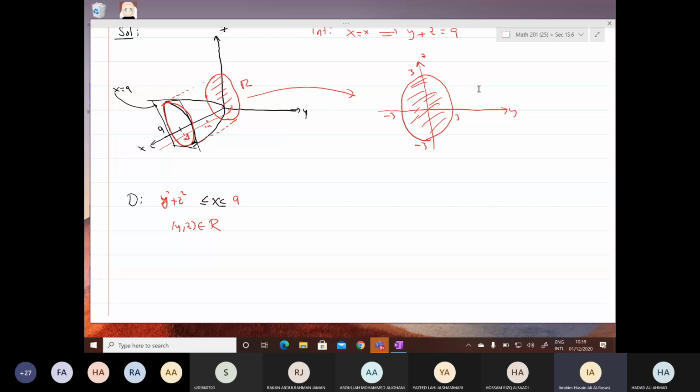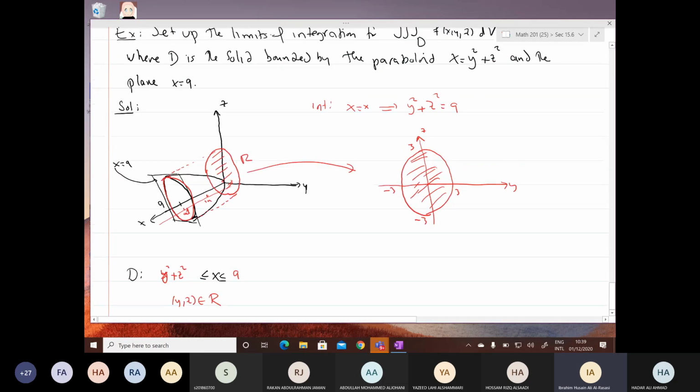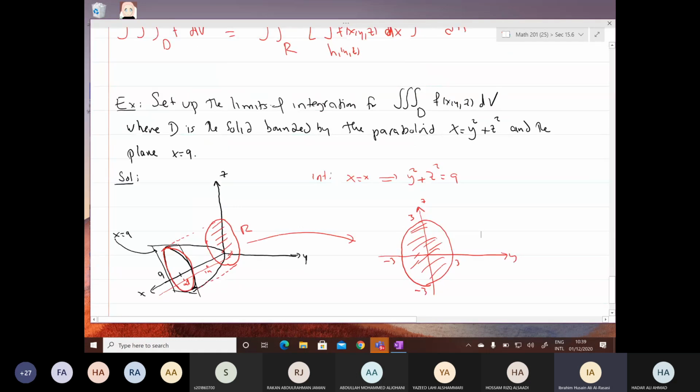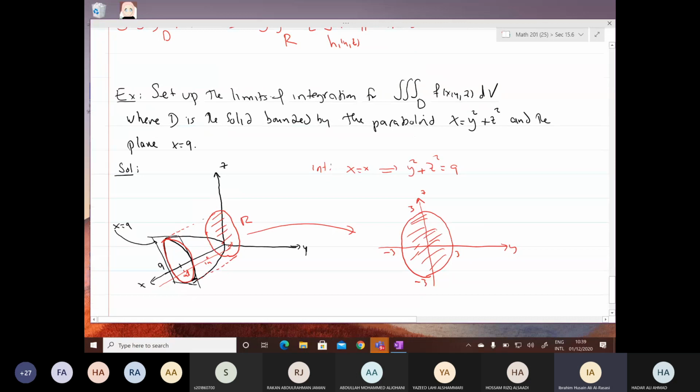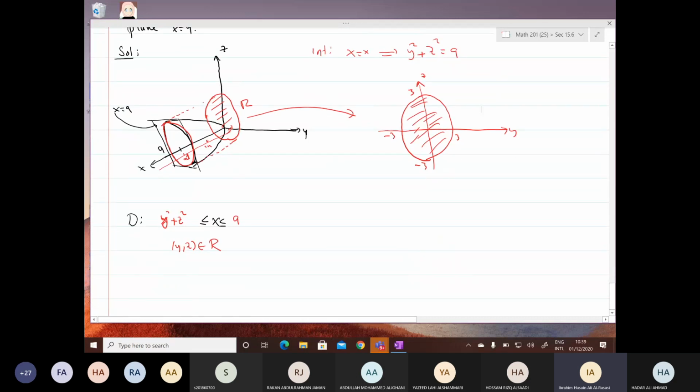Polar. Okay. Here I can do both, since I will not evaluate; there is no function, just setting up. So let me do both. First let me do it rectangular.